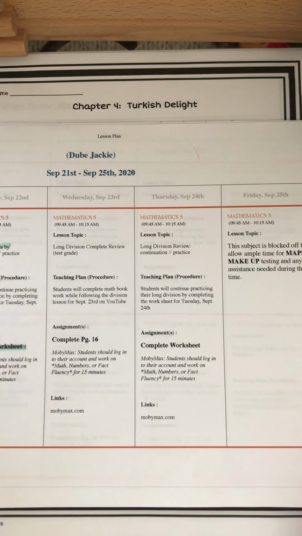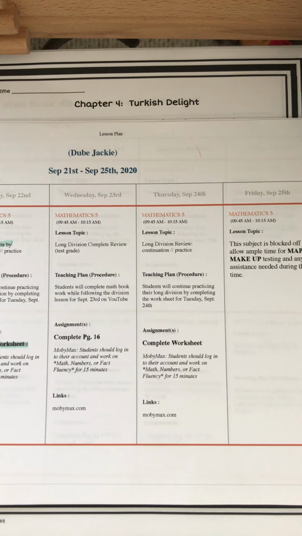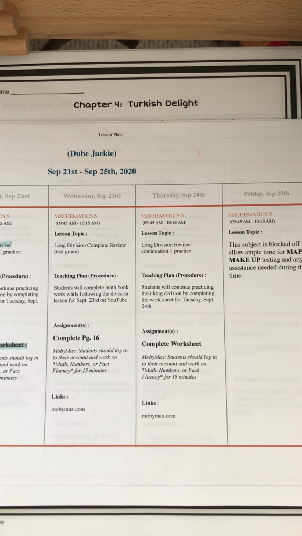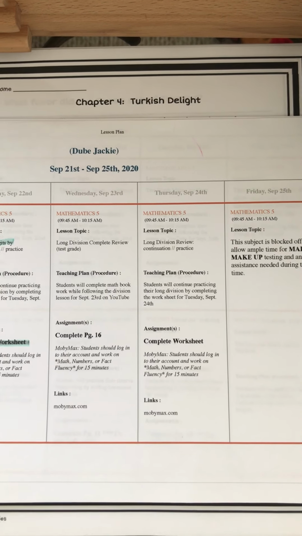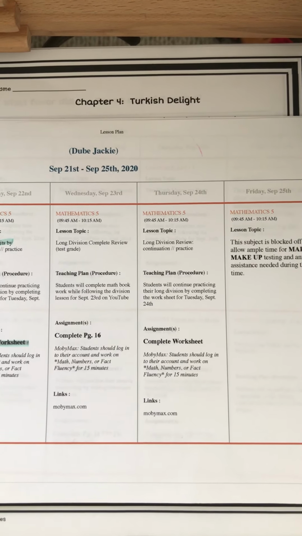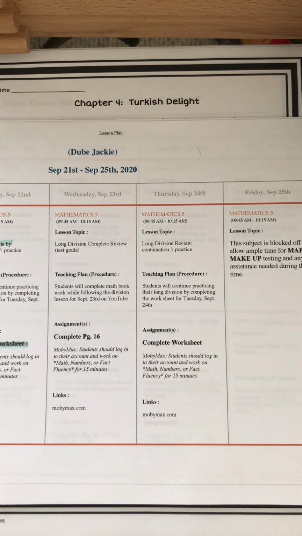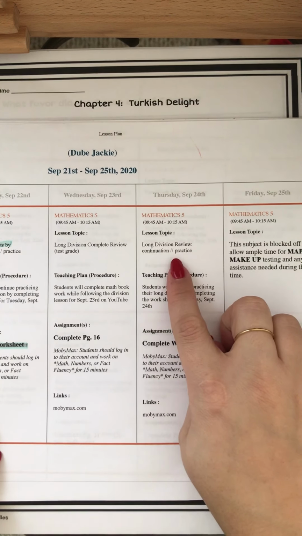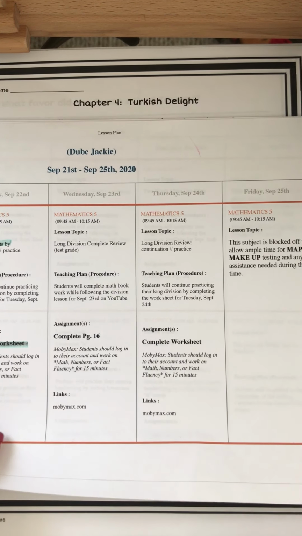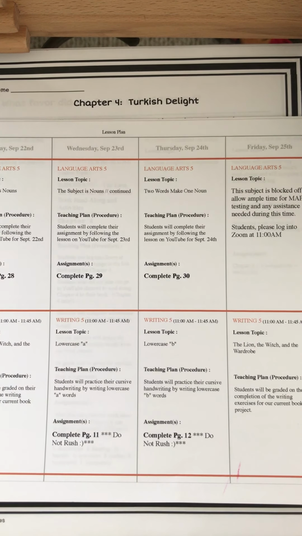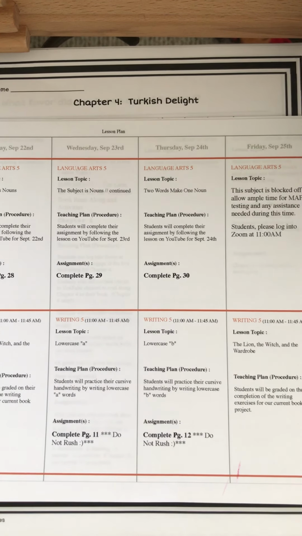We do not have any math book work. You finished your complete review for long division yesterday, hopefully, on page 16. Now you just have one more worksheet to continue working on single digit into 4-digit long division. You will have the paper in email, and it will say Math for Thursday. So we will go on to language arts.